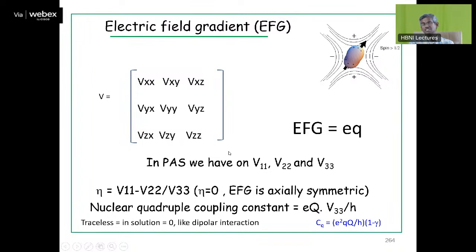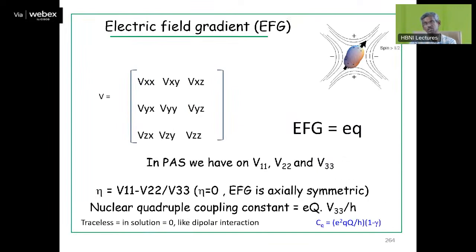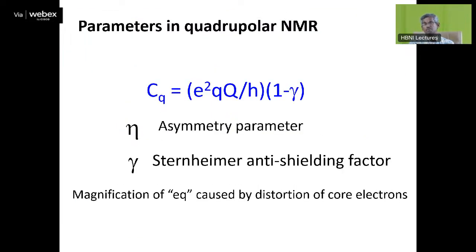As we discussed in chemical shift anisotropy, this is also a tensor. A second rank tensor has 9 components, and if you consider the principal axis system, we have only 3 components. You can take the trace of that and calculate the exact isotropic value of the electric field gradient. Now forget about all those things, let us see what the parameters in quadrupole NMR are.